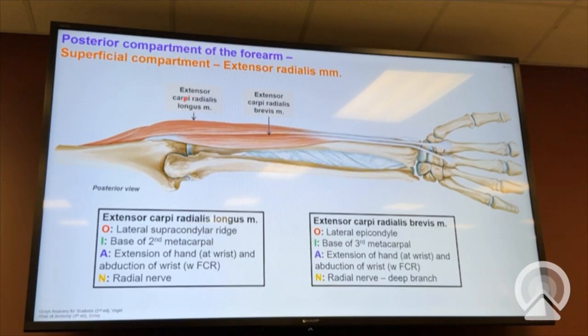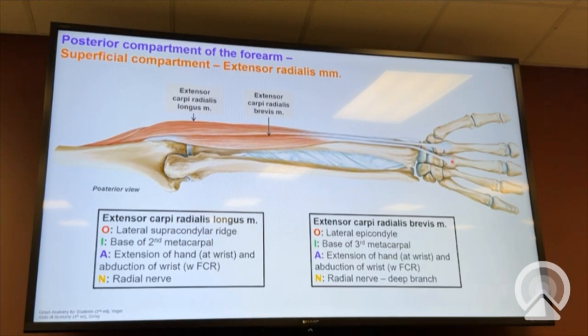So extensor carpi radialis longus, and ECRB, extensor carpi radialis brevis. They'll track down together and attach onto the base of the second metacarpal and the base of the third metacarpal, respectively. All right, so you could guess then, if you're using extensor carpi radialis longus and brevis, this is going to help you with wrist extension. These are innervated by radial nerve and radial nerve derivatives. Okay, so radial nerve for ECRL, and the deep branch of the radial nerve for ECRB, extensor carpi.